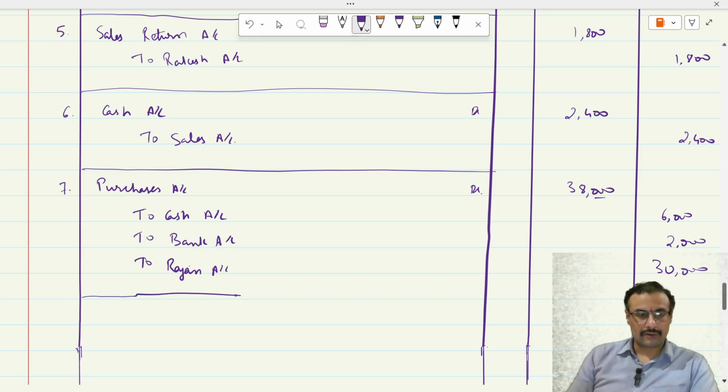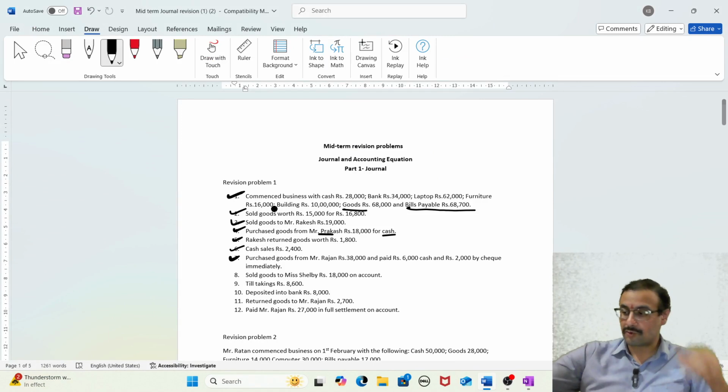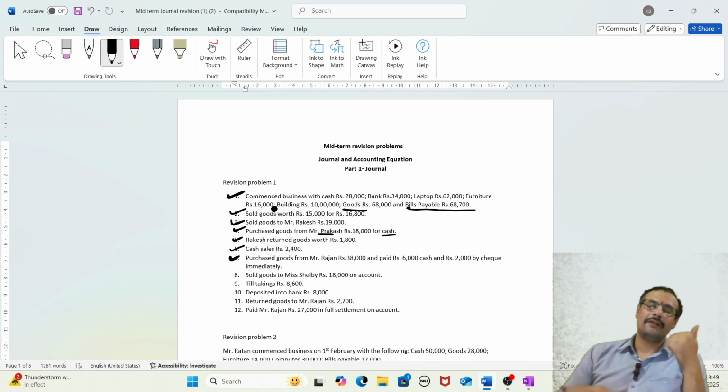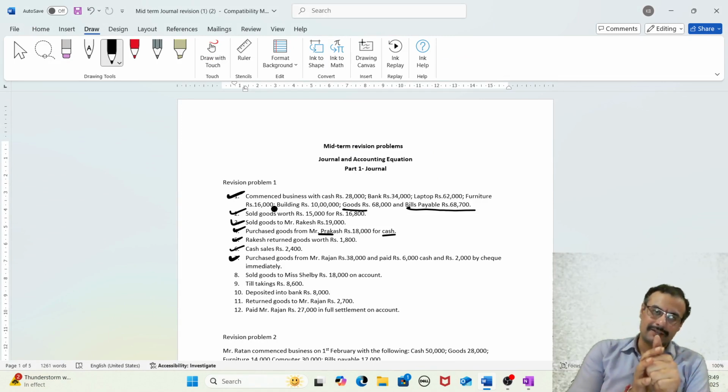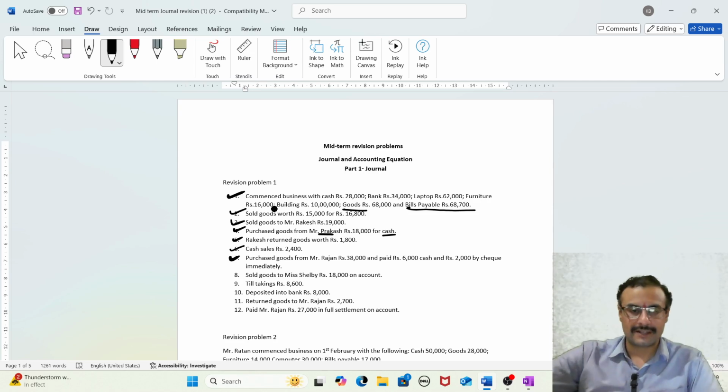Then moving on. Eighth transaction. Sold goods to Miss Shelby on account. They have told on account, they have told name. Even if they tell only name, it is credit transaction. Even if they tell only on account, it is a credit transaction. If they tell only credit also, it is a credit transaction. Don't get confused. Name also given, on account also given. What to do? It is still a credit transaction only.